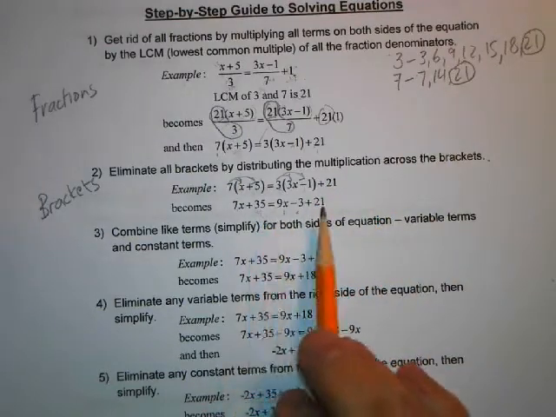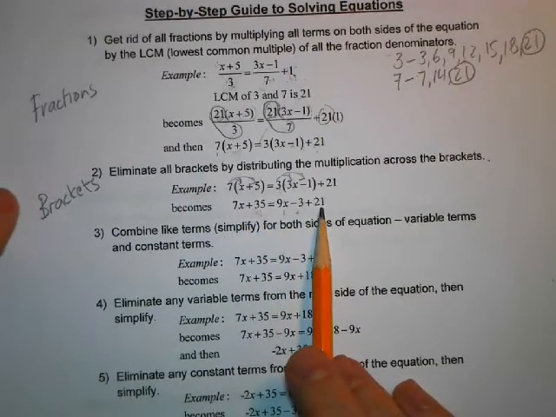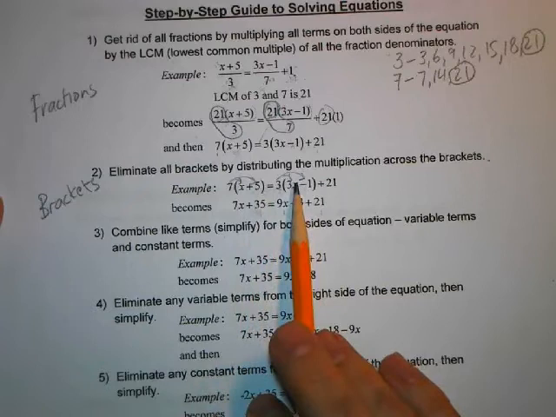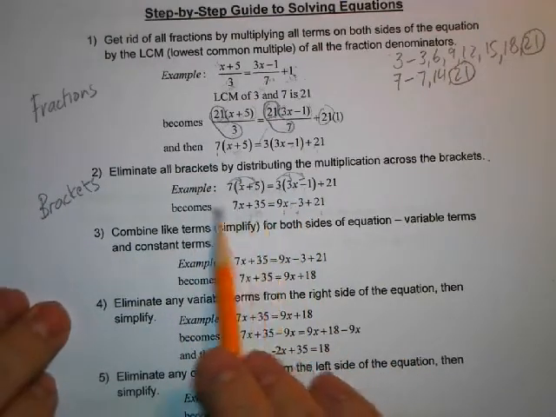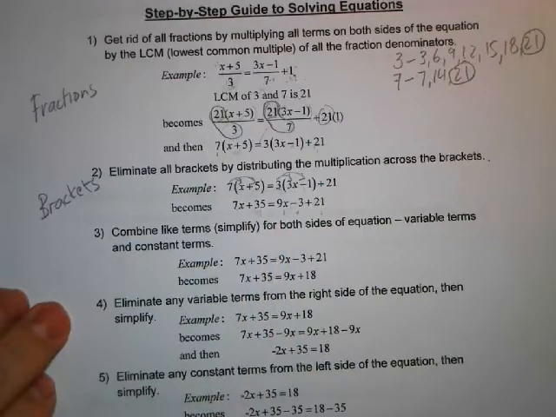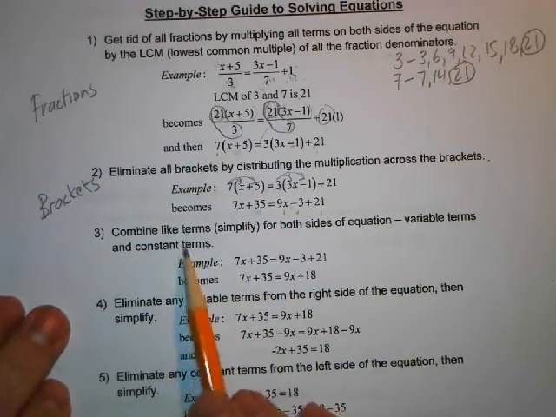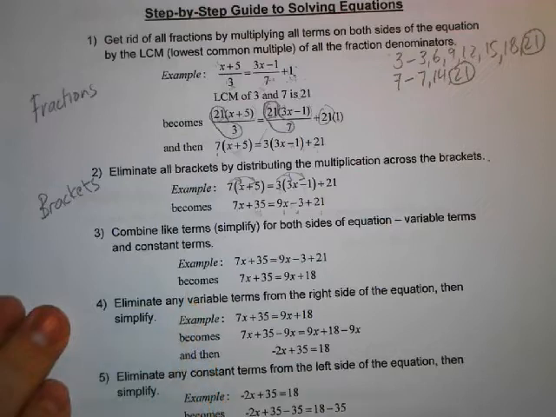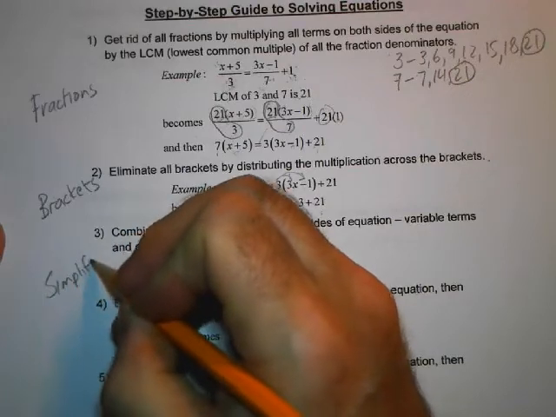We're not going to do much more than this. We're just going to leave our equation, just multiply through the brackets, and we're done. You notice you're done because the brackets are gone. And then the next step is combining like terms, which you could just call simplifying. So I'll call this step simplify.